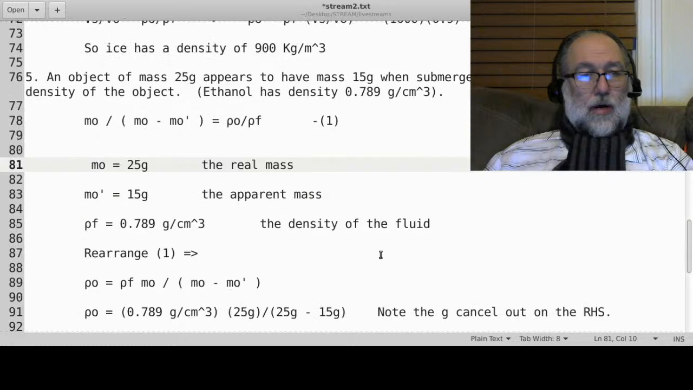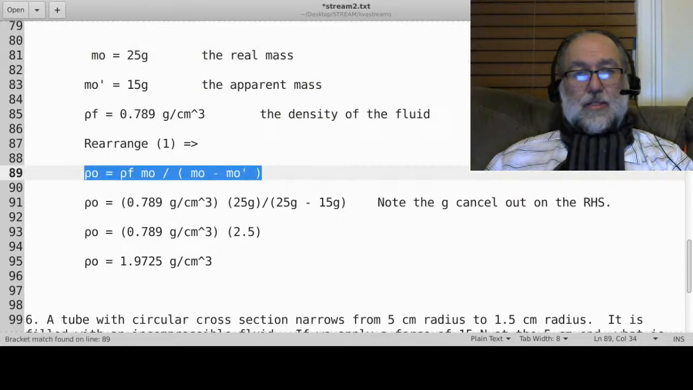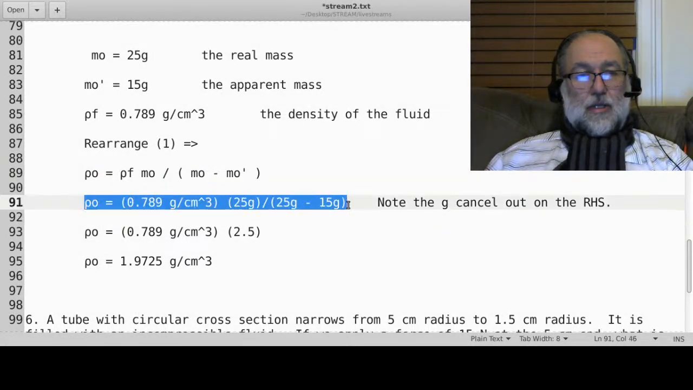All right. So what are we going to substitute in? For the mass of the object, 25 grams. For the apparent mass of the object, 15 grams. The density of the fluid is 0.789 grams per cubic centimeter. And in equation 1 here, we're trying to solve for the density of the object. That's what I asked for. So we're trying to solve for rho O here. I'm just going to multiply both sides by rho F, and that gives me this equation. Then substituting in, I substitute in like that.